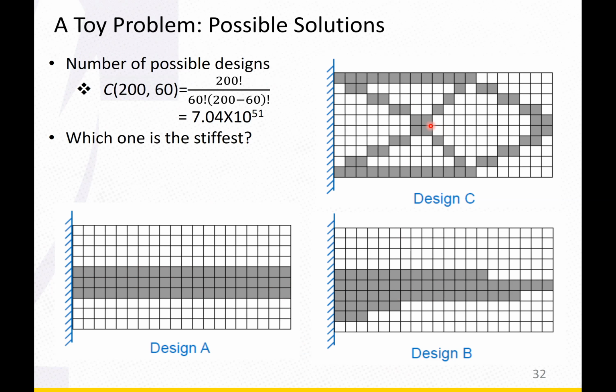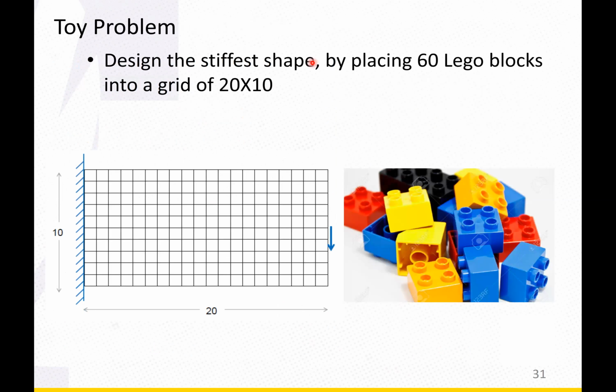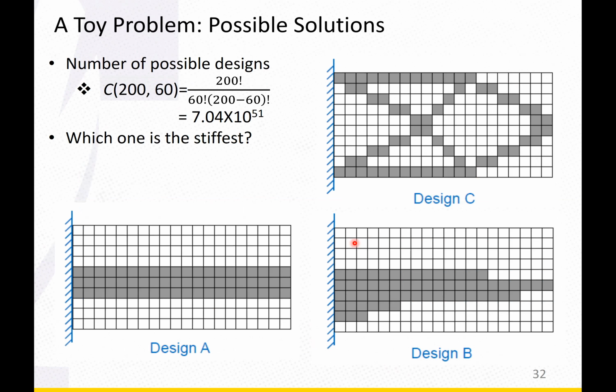Oh, another thing I forgot to mention is that the obtained pattern from placing the Legos should be the stiffest one. That means you have to have the stiffest structure by placing the 60 Lego blocks. And also a load will be applied over here. Yeah, these are the boundary conditions and restrictions, which I forgot to mention, right? So we could randomly check these three possible designs, but which one is the optimal one?